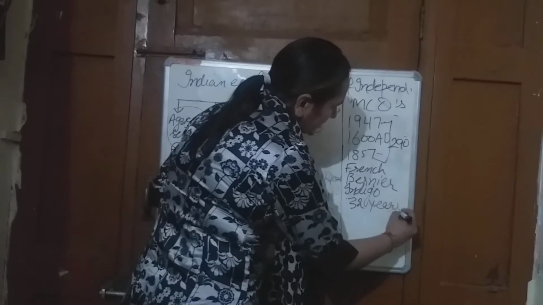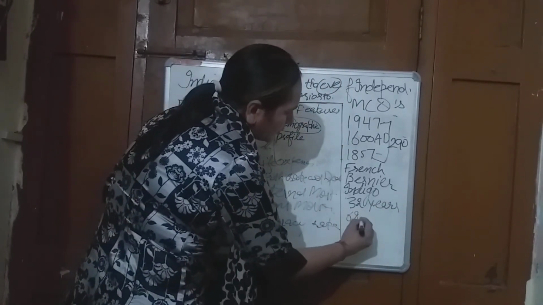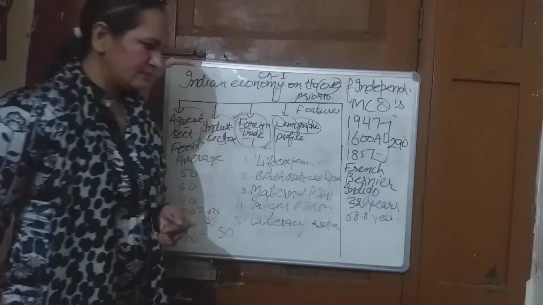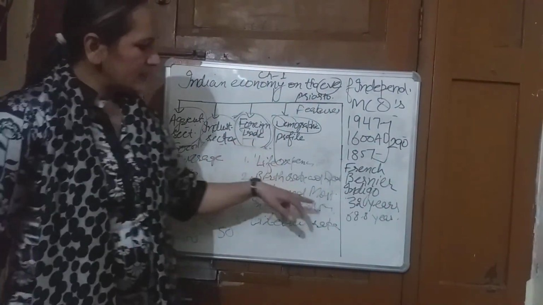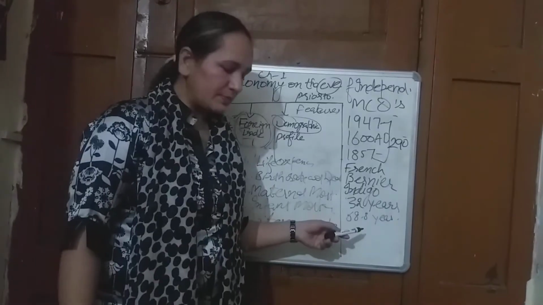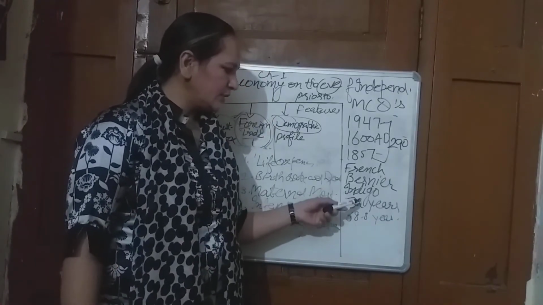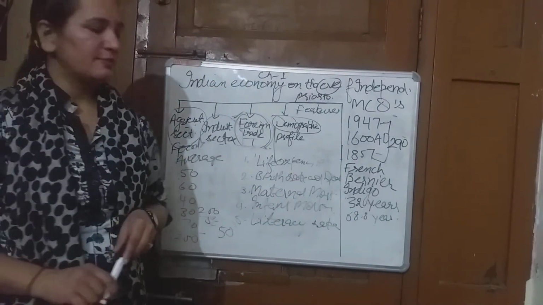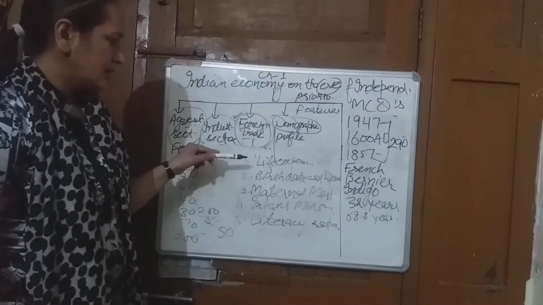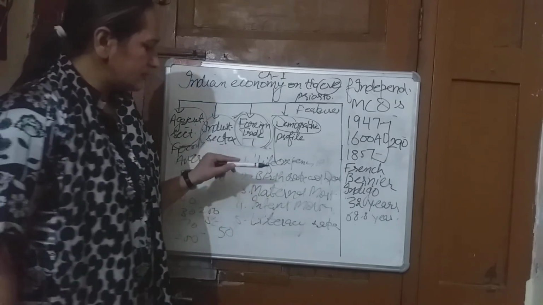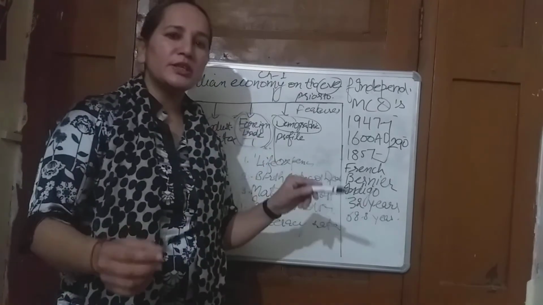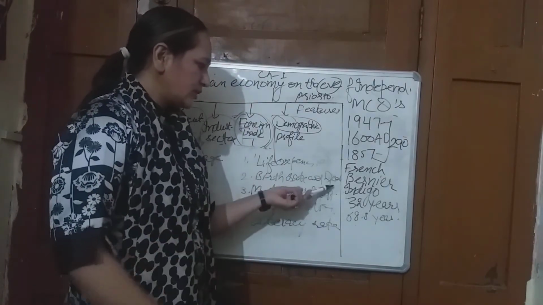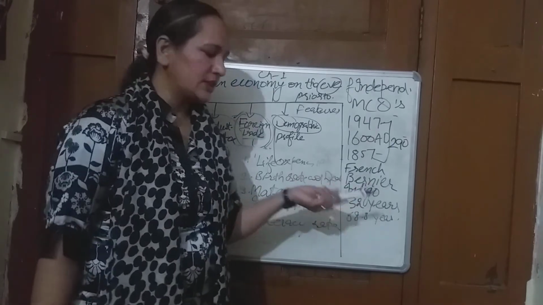Do you know what it is right now? It's 68.8 years. It's a big achievement of our country, more than double. It means at that time, a person used to survive near about 32 years. It shows the deficiency of medical facilities in our country. And birth rate and death rate. Birth rate means how many new children are born in a country per thousand, and death rate means how many people die per thousand in a country.